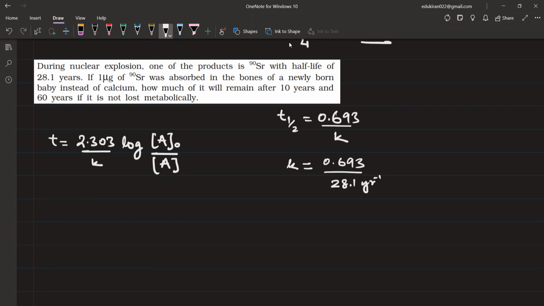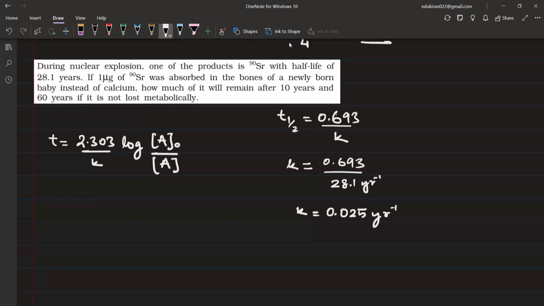Okay. Now, you can calculate the K. This K will be approximately equal to 0.025 year inverse, okay? 0.025 year inverse. This is your K.